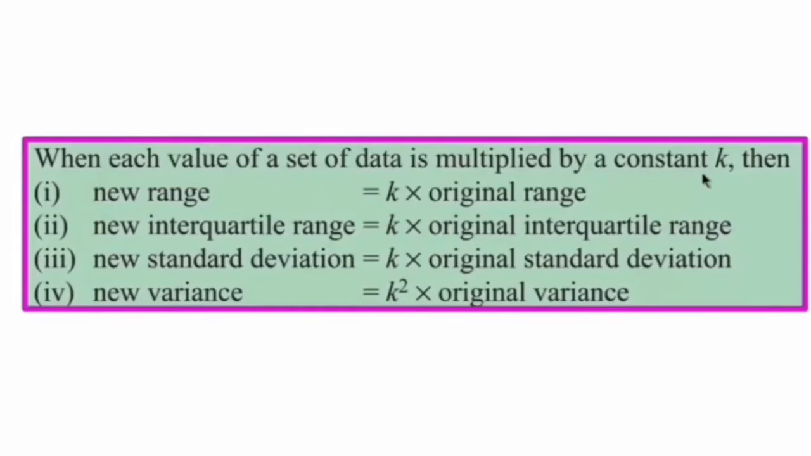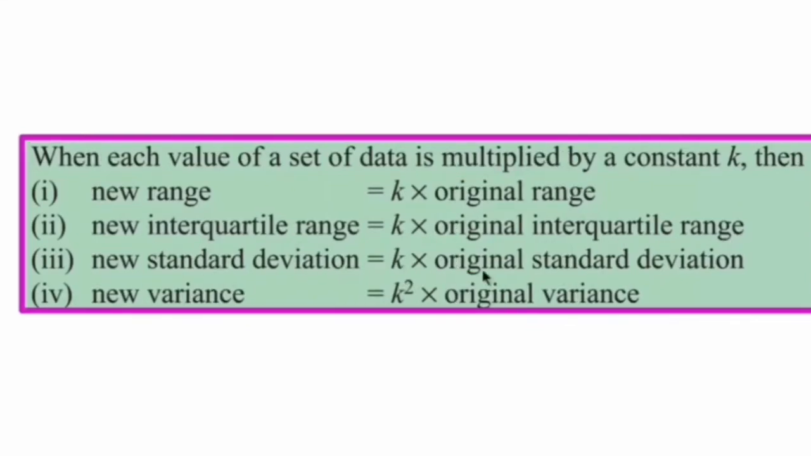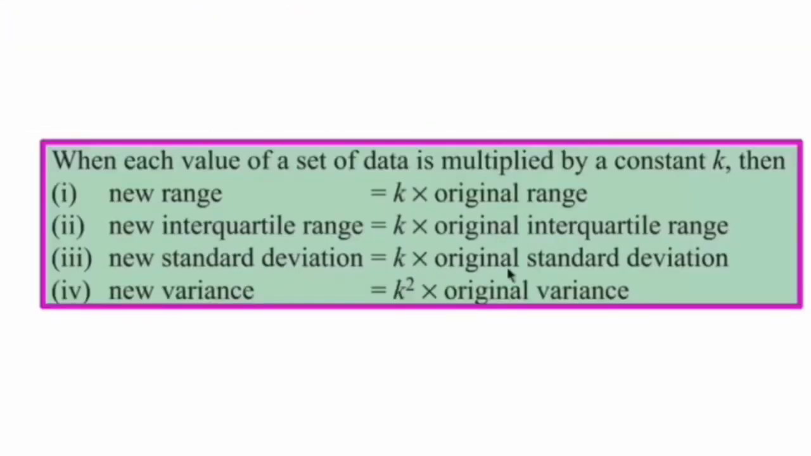So there are changes after multiplying by a constant. When each value of a set of data is multiplied by a constant k, the new range becomes k times the original range. The new interquartile range becomes k times the original interquartile range. The new standard deviation becomes k times the original standard deviation. And the new variance becomes k squared times the original variance. You can observe that the new range, interquartile range, and standard deviation are times k, but variance you have to times k squared.